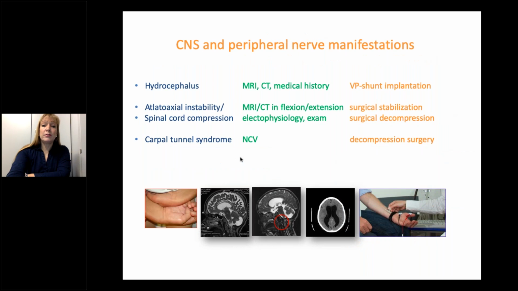The CNS and peripheral nerve manifestations, I told already about hydrocephalus, spinal cord compression, atlantoaxial instability that need imaging for sure, and sometimes surgical intervention. But we have also, and this is something very special for MPS, the carpal tunnel syndrome. Carpal tunnel syndrome is extremely rare in childhood, but if you find a child, as you see it on the picture on the left side in this boy, with the carpal tunnel syndrome, you should think of mucolipidosis or MPS, because this is usually a complication of middle-aged people.